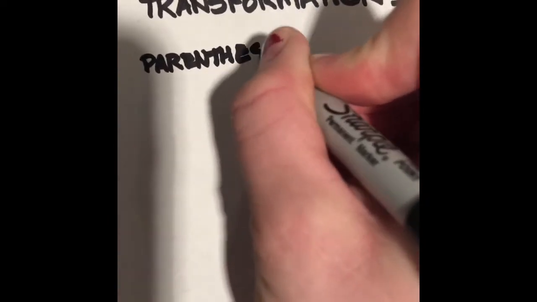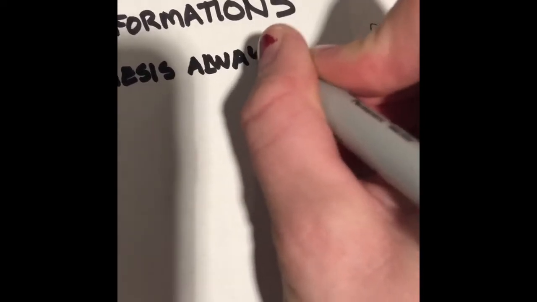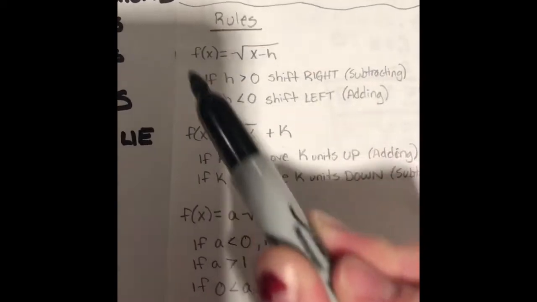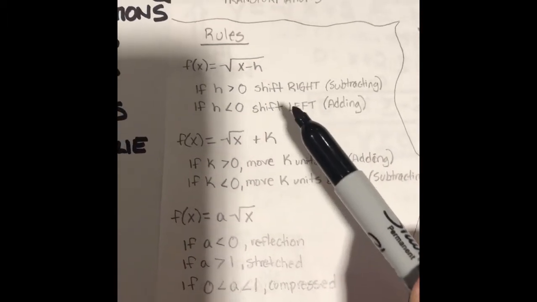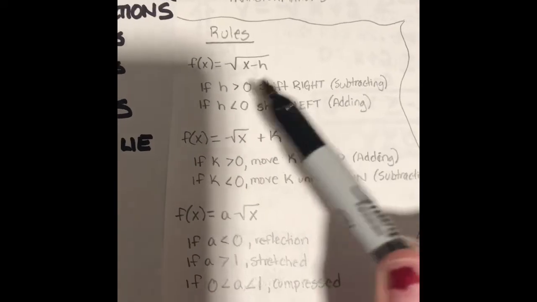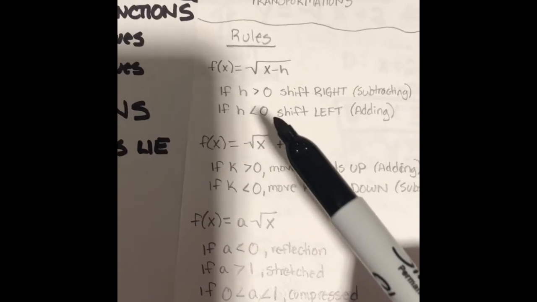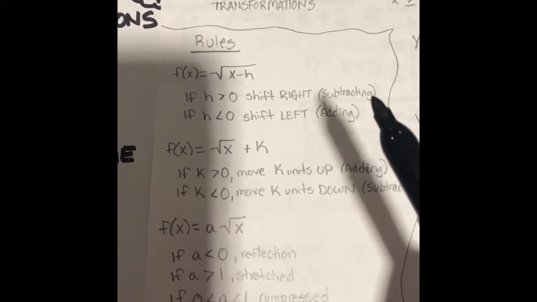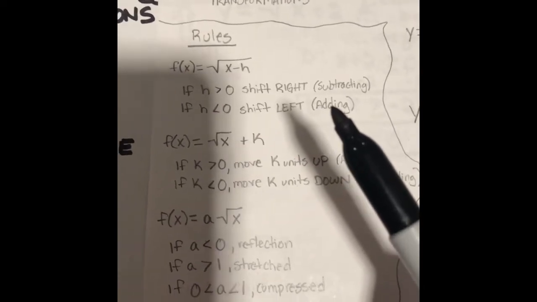Parentheses or radical signs always lie. Parentheses always lie. Now, that kind of deals with this right here. So, if we have an x minus h, if it is minus h, then we are going to be shifting right because h right here is going to be greater than 0. If it is plus h, our h is going to be less than 0, and we are going to shift left. In other words, if you're subtracting h, do the opposite, shift right. If you are adding h, do the opposite, shift left.